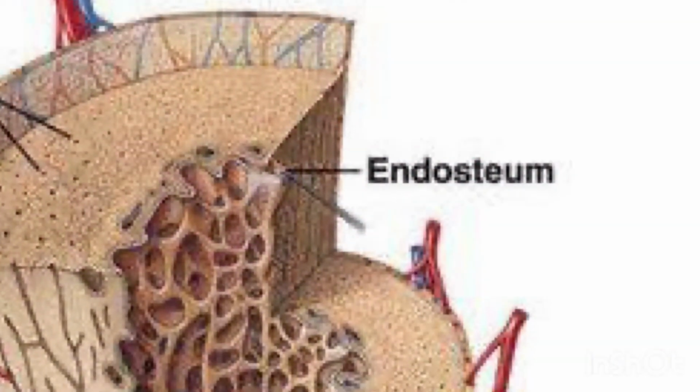The inner surfaces of the compact bone are covered by a thin cellular layer and is called the endosteum. In resting adult bone, osteoblasts and osteoprogenitor cells are present in these endosteal surfaces.